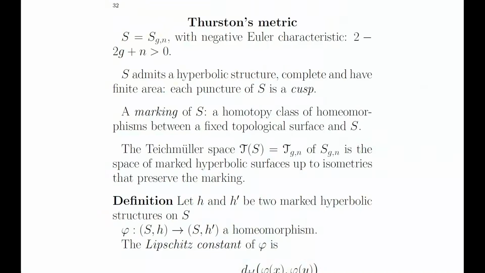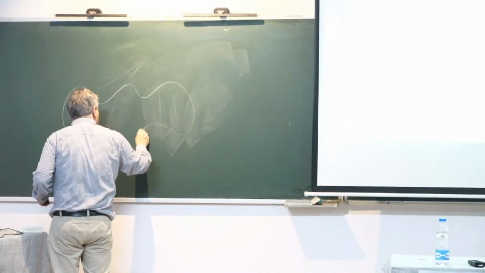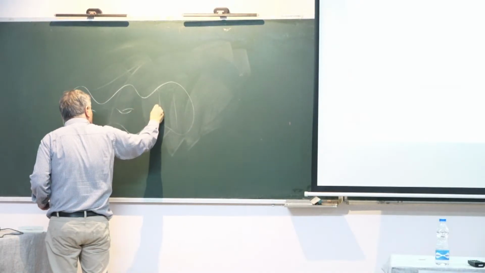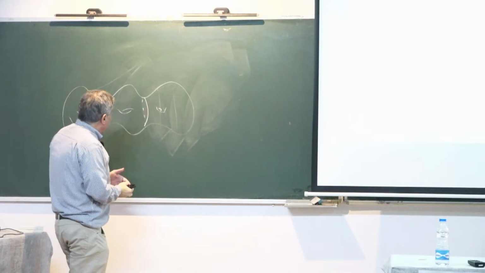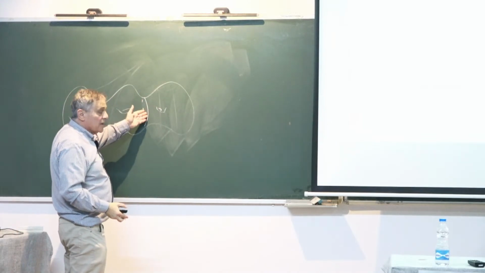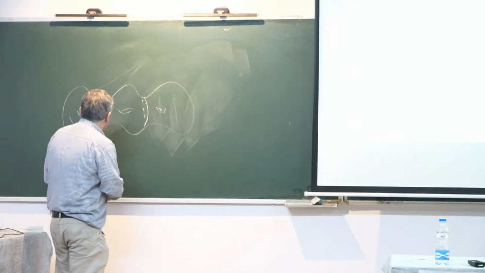There was an important thing we talked about: marking. The marking of a surface is a homotopy class of so on, but let me tell you the essential thing. The marking of a surface permits me to say that I'm considering this particular homotopy class of curves and not another one. So if I don't speak about the marking, well, I have a surface.